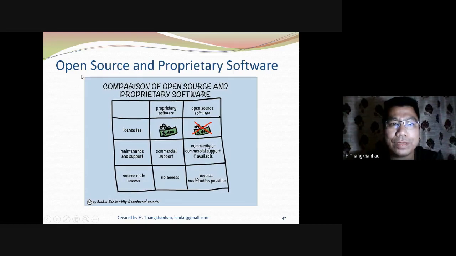Now let's talk about open source and proprietary software.